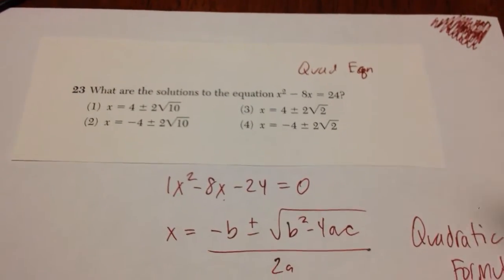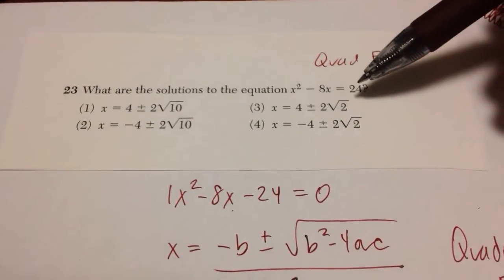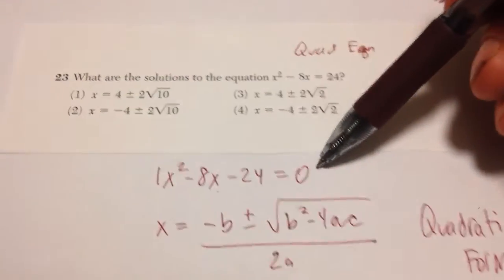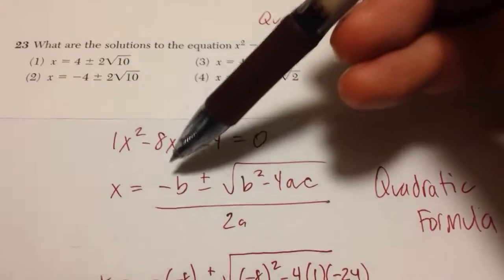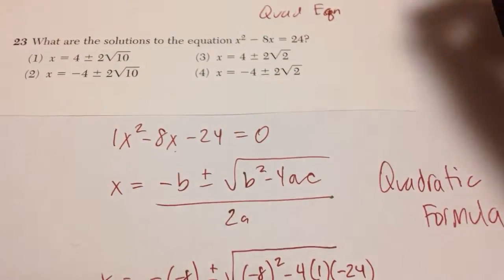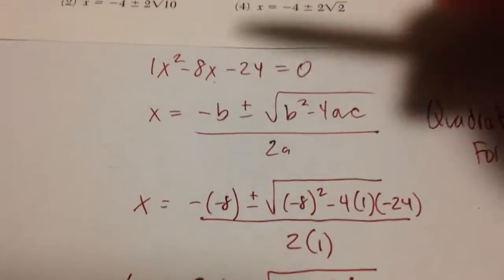And number 23, this is a quadratic equation, so what I'm going to do is subtract 24 to the other side to make my equation look like this. I'm going to use my quadratic formula, negative b plus or minus square root of b squared minus 4ac all over 2a. Then I will plug in all of my values.